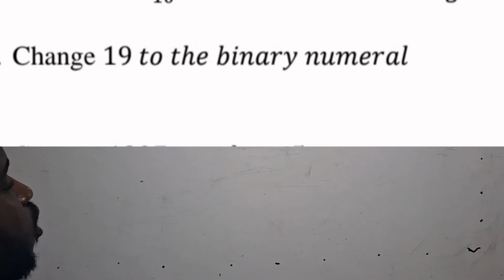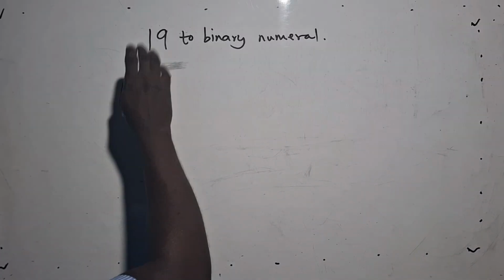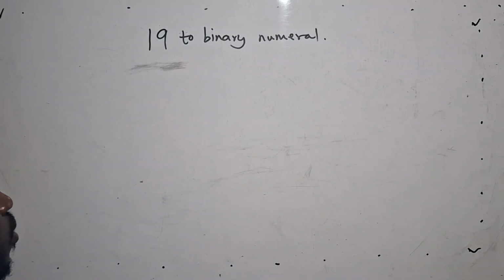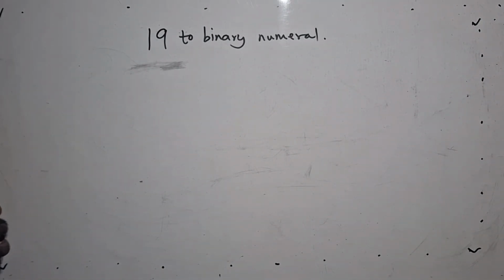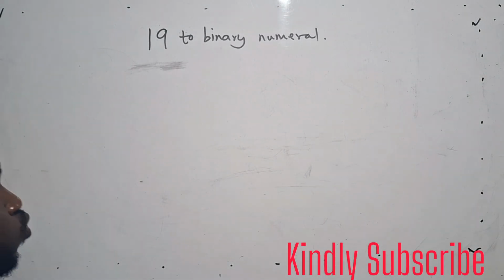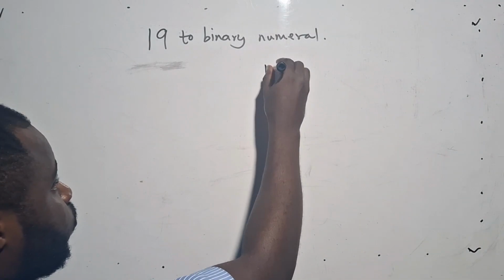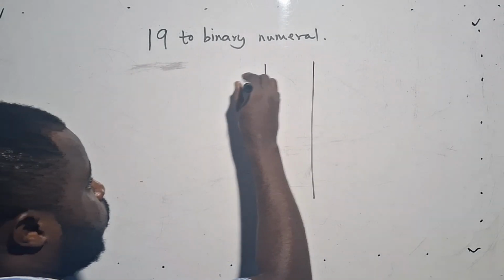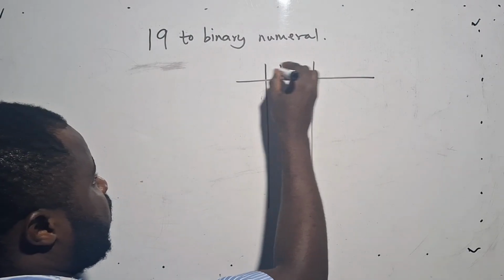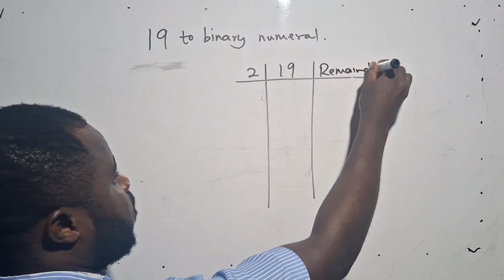As our next question is posted, we have to convert 19 to the binary numeral. A number without a base is in base 10, or we write numbers in the decimal numerals. And the binary numeral, you have to know them by their names. That is base 2. So I'm going to have my table here. 19, 2, then the remainders.